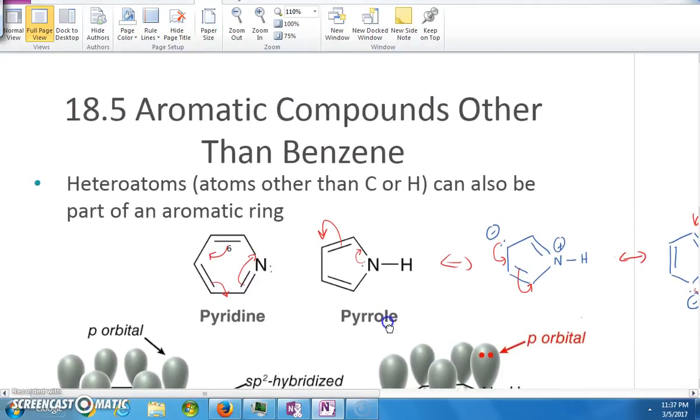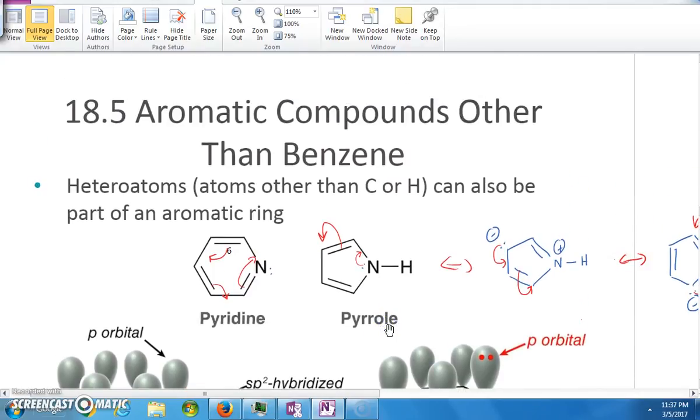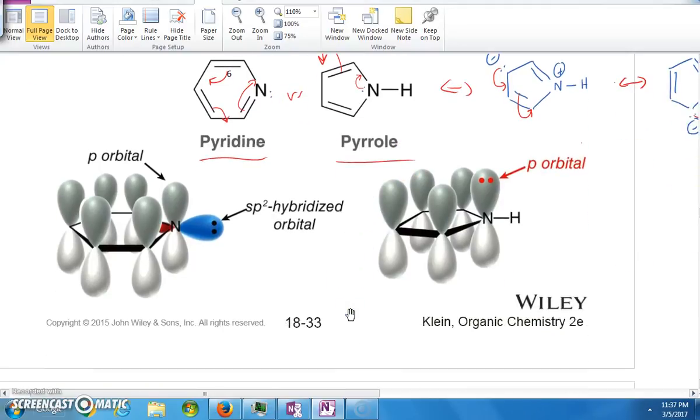Now let's look at aromatic compounds other than benzene, especially those that possess heteroatoms. For instance, if you look at pyridine versus pyrrole, pyridine is way more basic than pyrrole. It's actually a moderate base, while pyrrole is a very weak base.